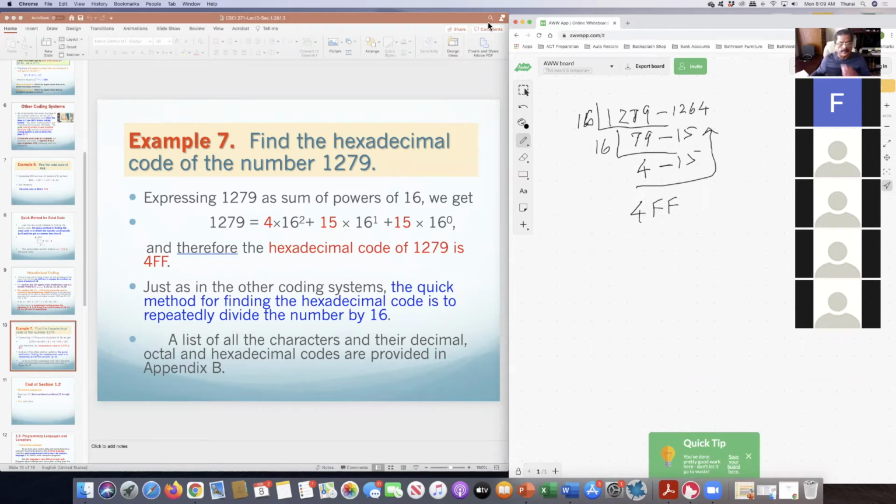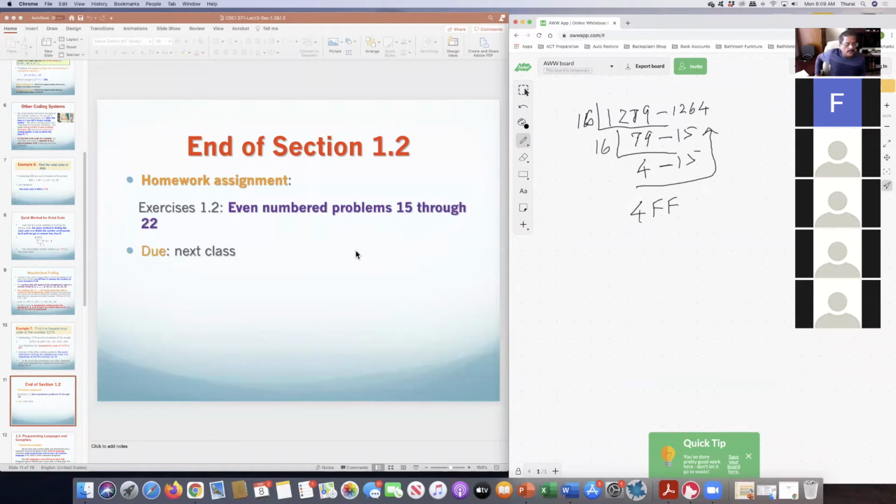Okay, let's move on. That finishes that section. And so the remaining even numbered problems in section 1.2 will be your homework. It doesn't include 16. You did the 16 in the last assignment. So it'll be 18, 20, 22 from 1.2.